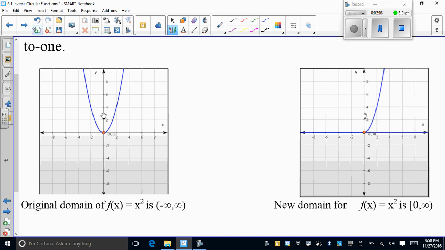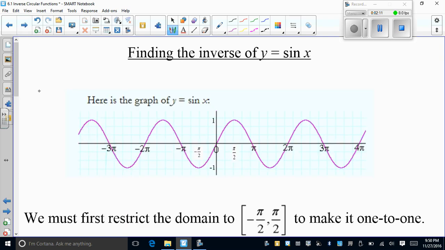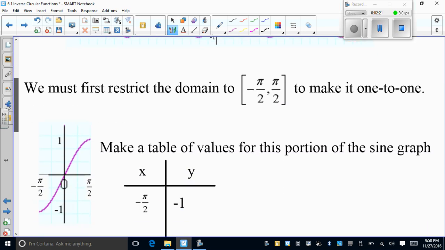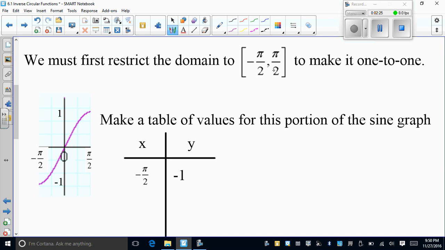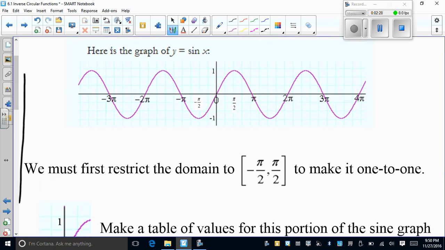Notice with our trig function that our y values consistently repeat. So we will have to fix the domain, or the range in this case. We must first restrict the domain from negative pi over 2 to pi over 2 to make it one-to-one. From negative pi over 2, your minimum, all the way to the maximum. We couldn't start it elsewhere because we wouldn't have our negative values, and it's not one-to-one. But from here to here, nowhere does it repeat, and we're getting all of our values. So there's the graph that they restricted it to.